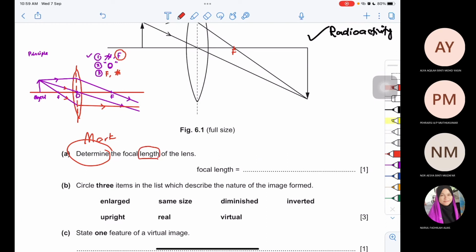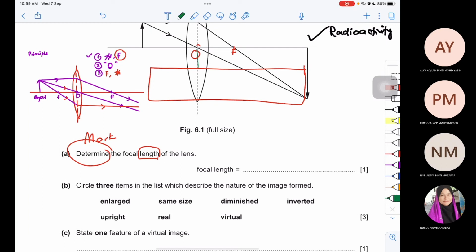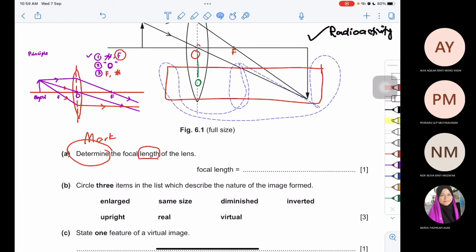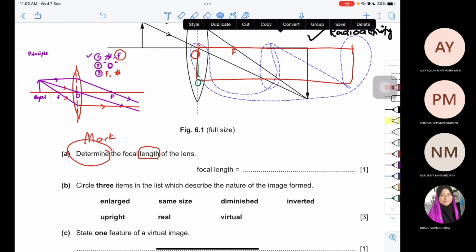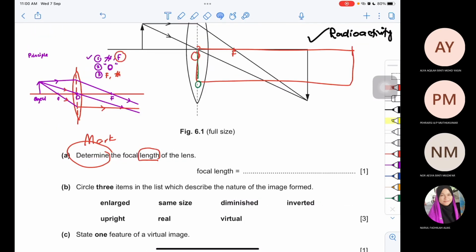Jadi how are you going to answer this question? You take your ruler, ambil ruler, letak 0 dekat sini. Sorry. 0 must be where? Kat mana 0 you? You start measuring from the optical center. Okay. So your 0 is here. So take the ruler, bring it here. So 0, you measure lah. What's the length? Okay. So kat sini saya zoom in, zoom out lah.